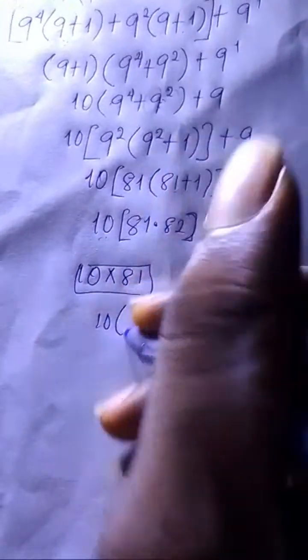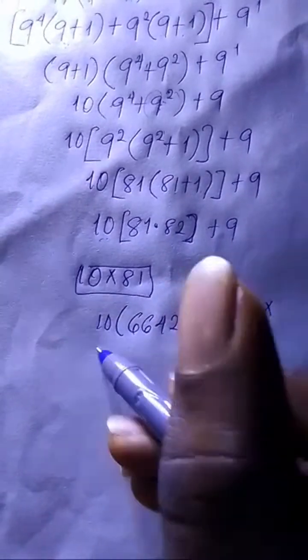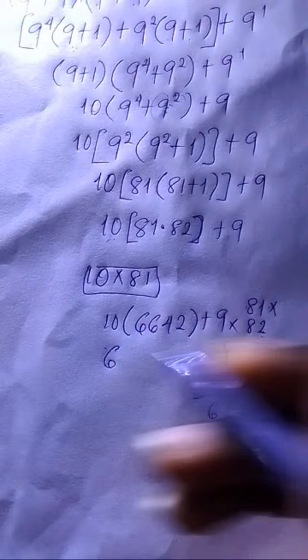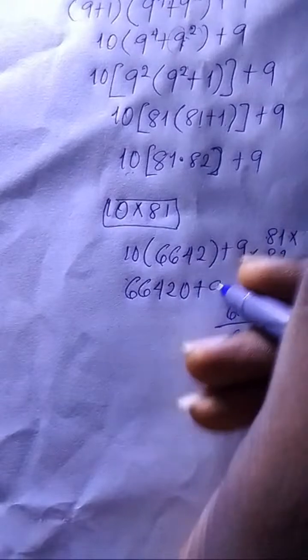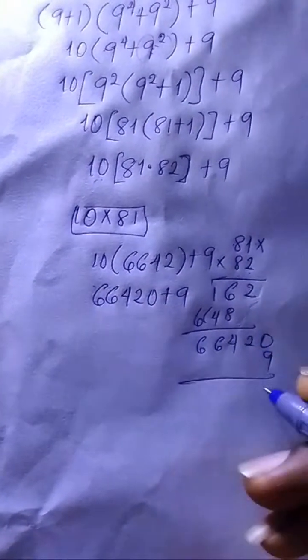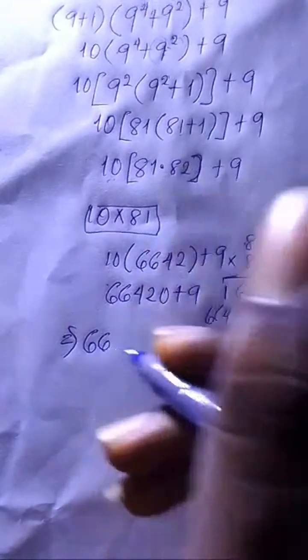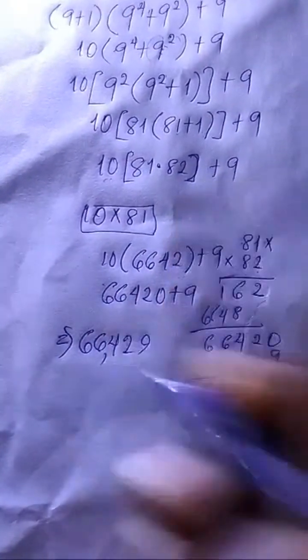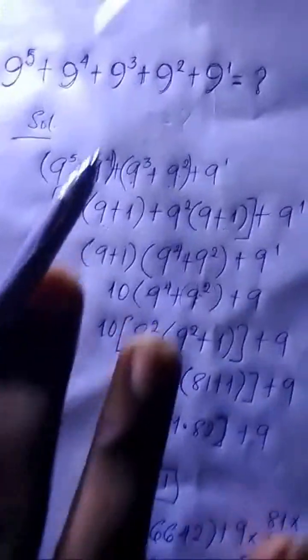So this is, let this one be out. So this is giving us 10 bracket 6,642 plus 9. So 10 times 6,642 gives us 66,420 plus 9. So when we add 0 and add 9, what's it giving us? 66,429, right? So this is now giving us 66,429, which is our final answer for this question right here, right?